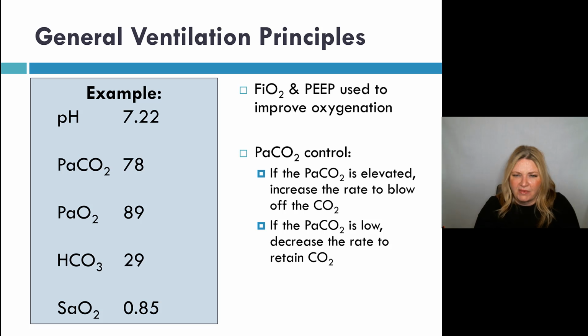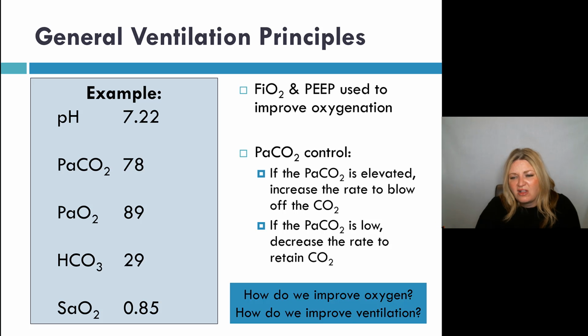So for example, let's say in our patient that we decided to intubate, we've got a pH of 7.22, a CO2 of 78, a PO2 of 89, a bicarb of 29, and a SAT of 85%. So in general, how do we improve oxygenation in this patient? Well, we're already on 100% FiO2, so we're probably going to use PEEP. And then how do we improve ventilation, meaning how do we get rid of this excessive CO2? Well, a strategy to do that is to increase the rate so that the patient blows off that excessive CO2. And you don't want to overventilate the patient, so it really depends on the patient's disease state as to how aggressive you'll be in fixing the blood gas.